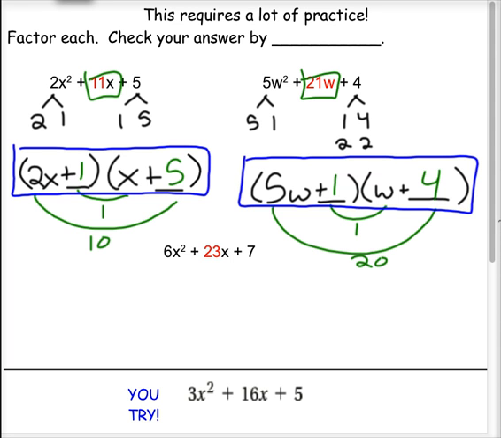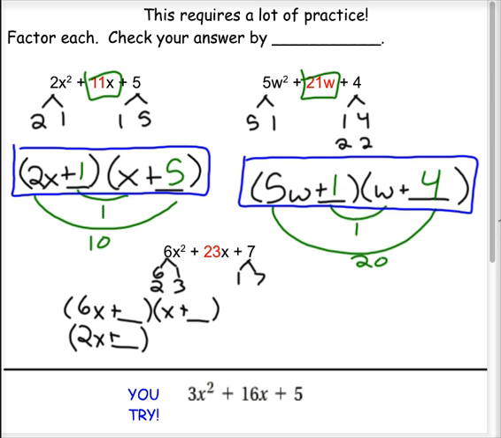All right, let's look at our next one. So again, I'm always going to start by breaking this up. 6 and 1 or 2 and 3. 7 can only give us 1 and 7. So what this is telling me this time is we have 2 possible structures. We can have it look like this, or like that. All right, 6x and x or 2x and 3x. Those are the two ways we could possibly get that 6x squared.